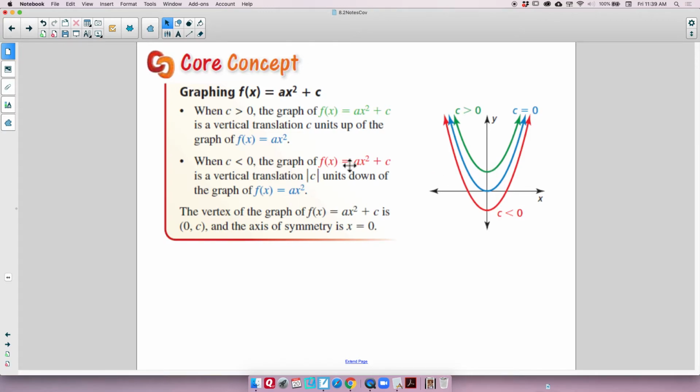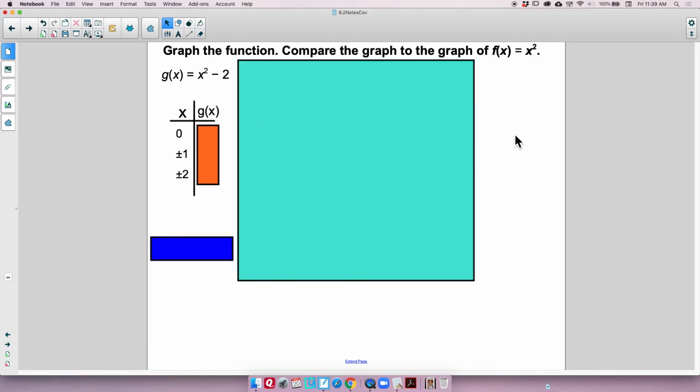Okay, and if c is less than 0, then we would be shifted down or translated down that c number of units. So if c was -2 right here, then this whole blue parabola would just be pushed down 2. So the vertex of the graph would be 0, c, right? Because if c was 3 here, it would be 0, 3. And down here, if c was -2, it would be 0, -2. And the axis of symmetry is still the y-axis, or x equals 0.